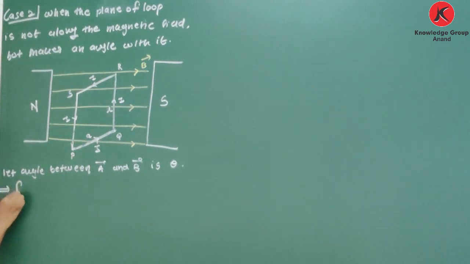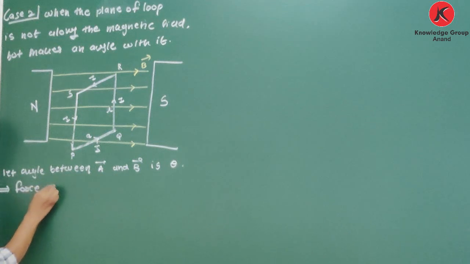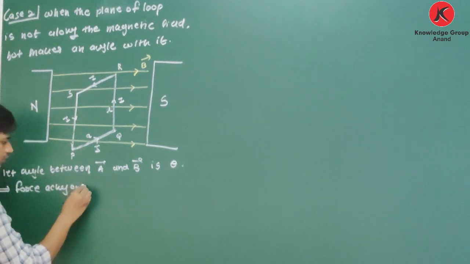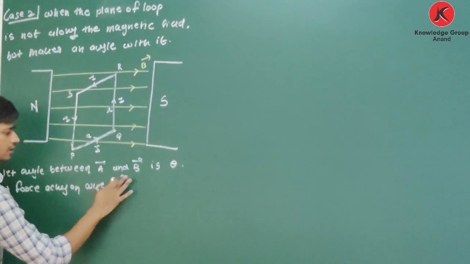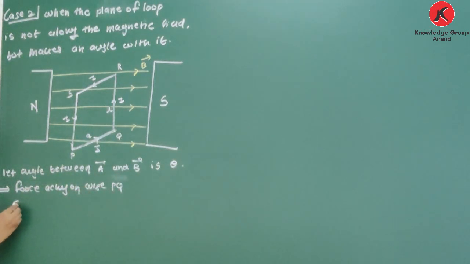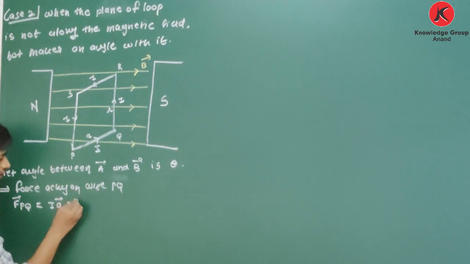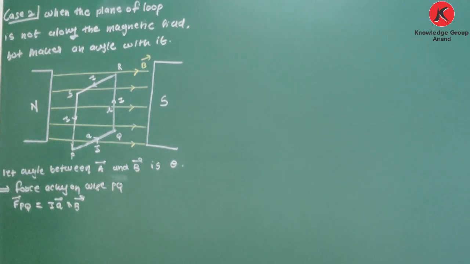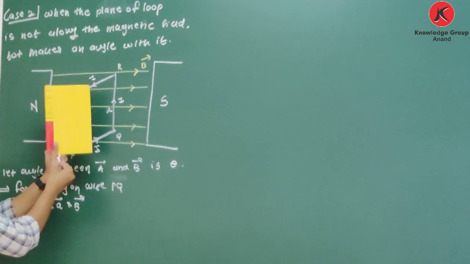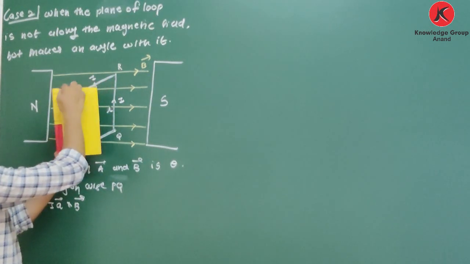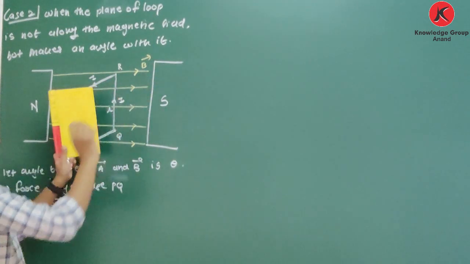What is the method? Find the force acting on each and every wire. Force acting on wire PQ, FPQ, is equal to current flowing I, length A, magnetic field B. Yes or no? Yes, it is. See here, this loop is like this. Current is flowing in this direction. Magnetic field is in this direction.